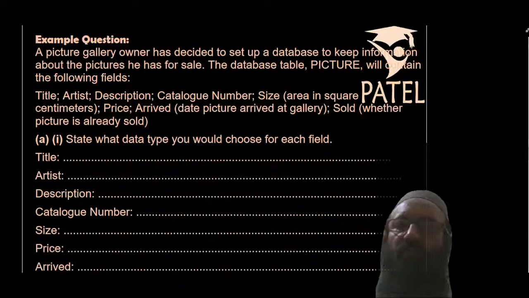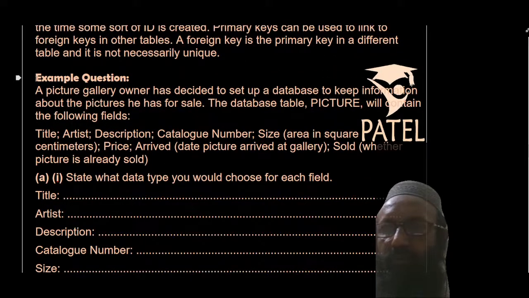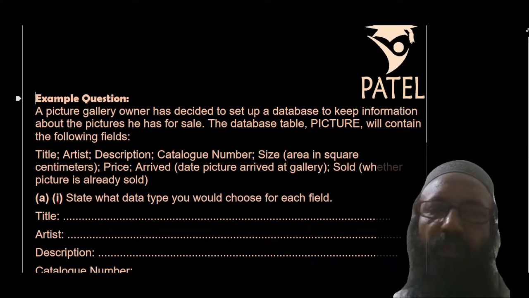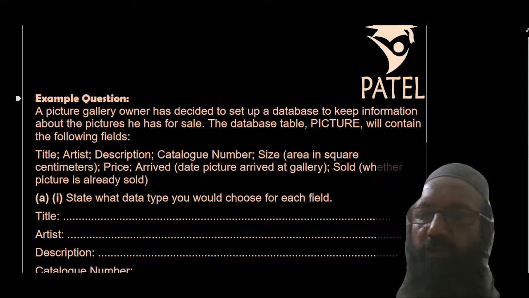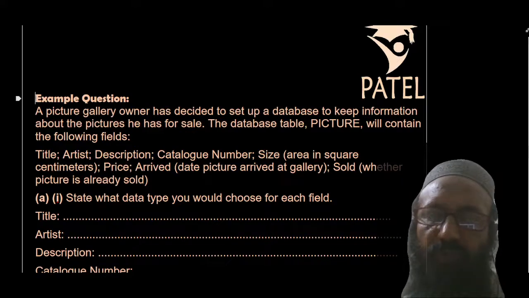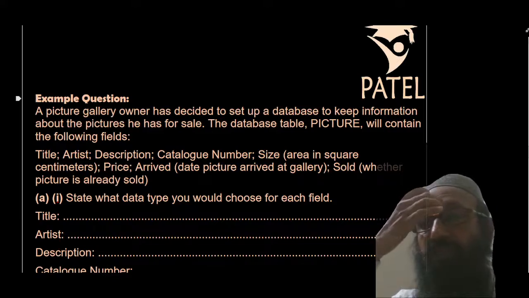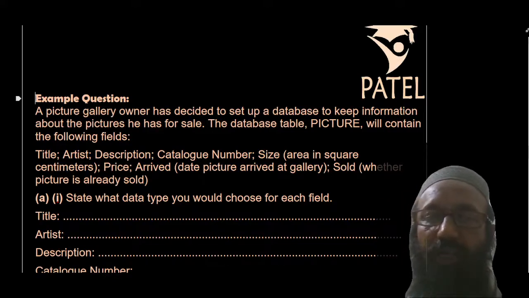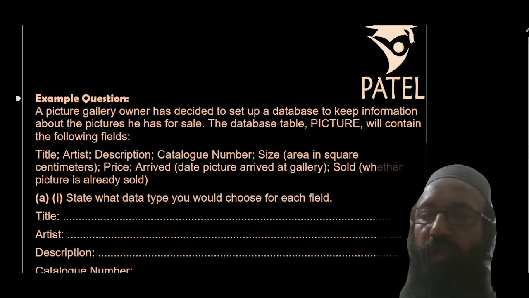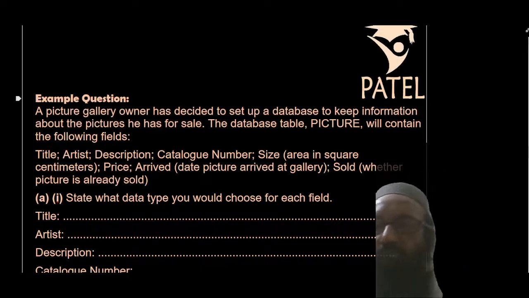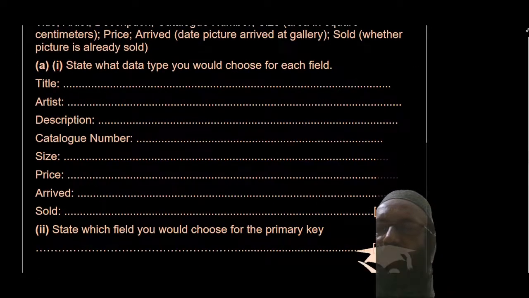here is a question. It says that a picture gallery owner has decided to set up a database to keep information about the pictures he has for sale. The database picture will contain the following fields: title, artist, description, catalog number, size in area in square centimeters, price, date picture arrived, and sold, to show whether the picture is already sold or not. Suppose you are asked to write down their data type.